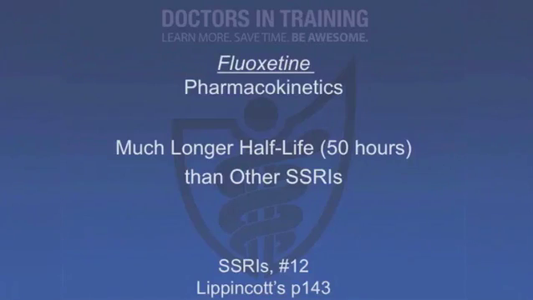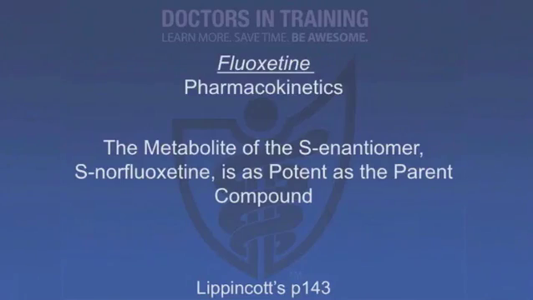Fluoxetine differs from the other members of the class in 2 respects. Number 1, it has a much longer half-life, about 50 hours, and is available as a sustained release preparation allowing once-weekly dosing. The metabolite of the S enantiomer, S-norfluoxetine, is as potent as the parent compound. The half-life of the metabolite is quite long. It averages about 10 days.